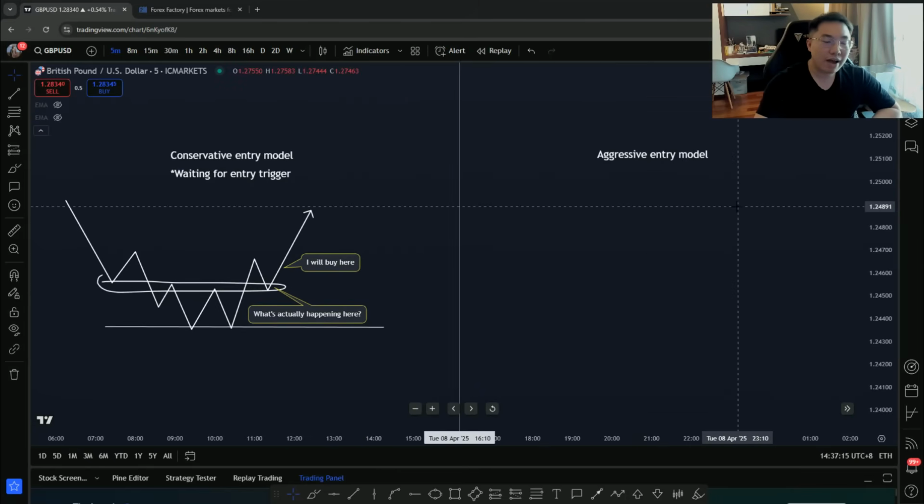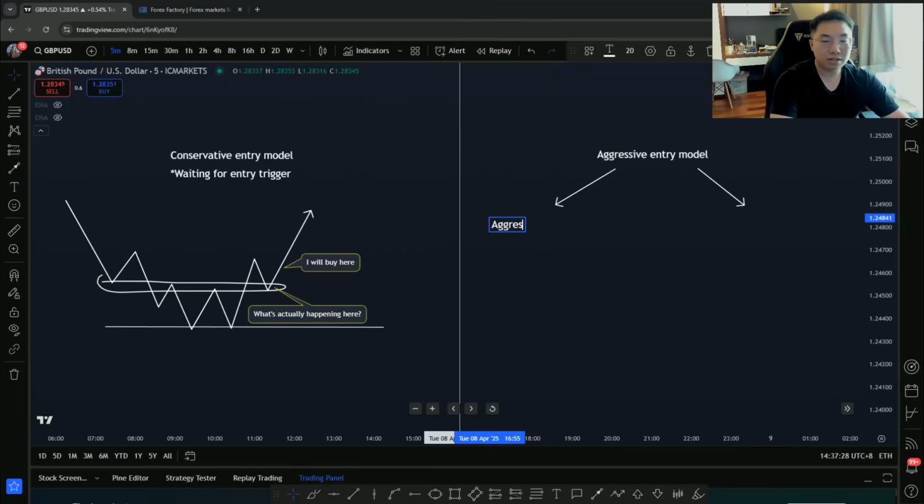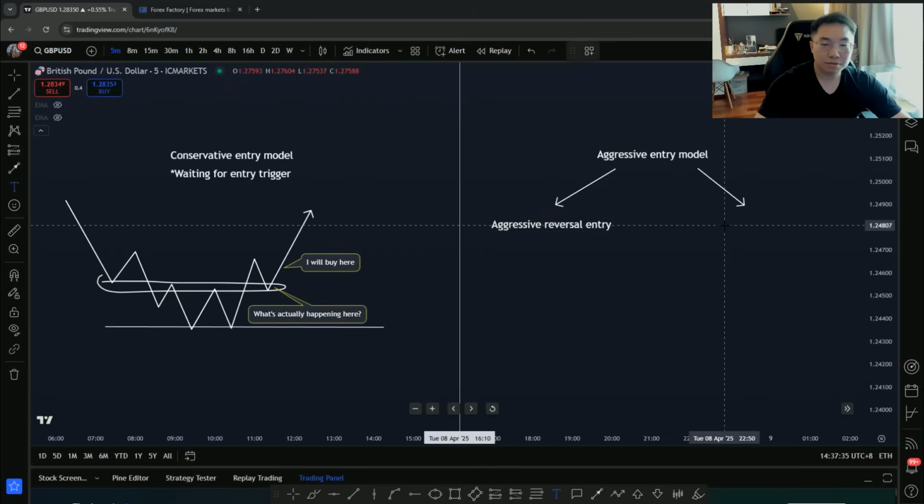An aggressive entry model has two different types. First one is the aggressive reversal entry. Second one is what I refer to as a limit order entry.